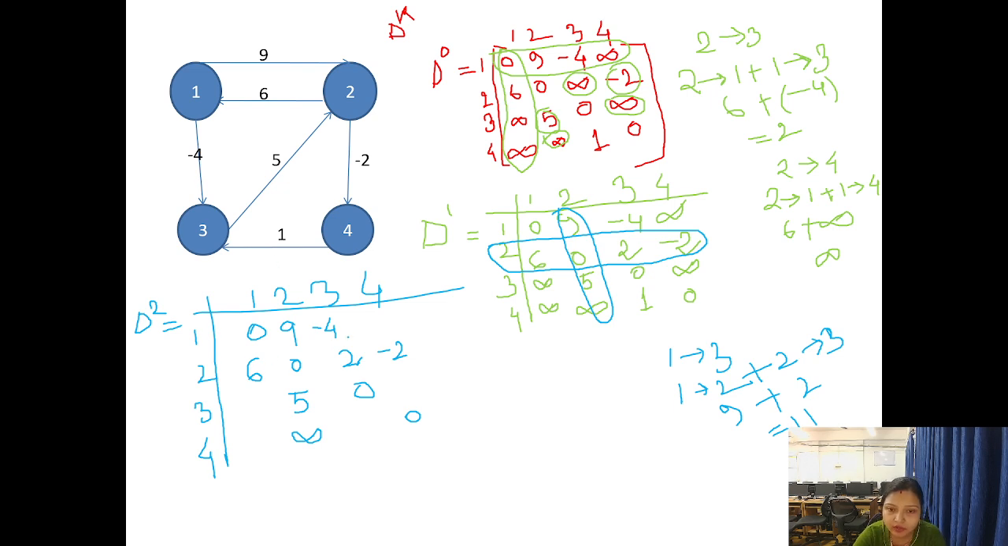Similarly, we have to find out 1 to 4. So 1 to 4 will be 1 to 2, because we are considering node 2 as the via node, and 2 to 4. So what is the value of 1 to 2? The value of 1 to 2 is 9, and 2 to 4 is minus 2.